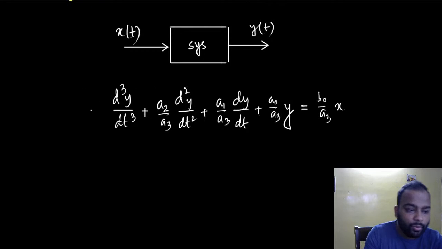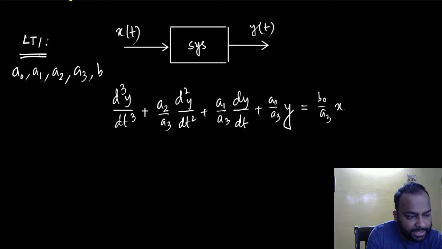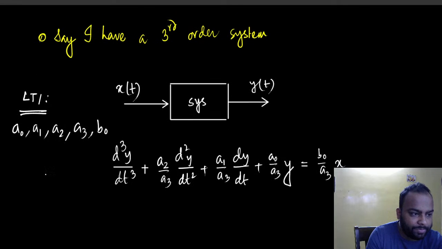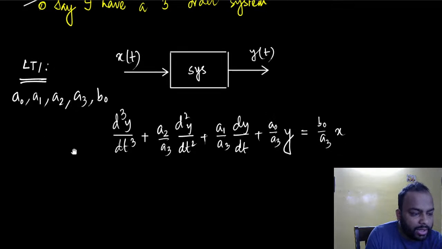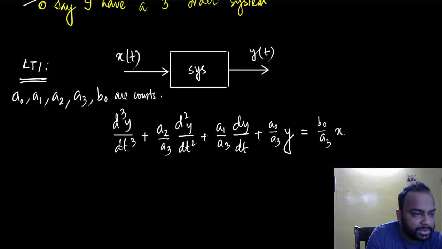Now here is the point. We assume a1, a2, a3, a0, b0, all these to be constants. Okay, and only if these are constants, then this becomes a linear time invariant differential equation. So we are assuming LTI system here. LTI assumption is there. And that is why we are assuming that a0, a1, a2, a3 and b0 for this particular example are constants. This is an example.